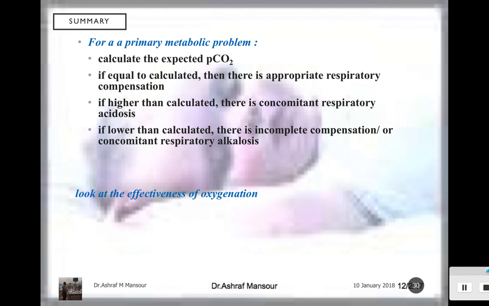For a primary metabolic problem, you have to calculate the expected PCO2, and if it is equal to the calculated, then there is absolute respiratory compensation. If it is higher than the calculated, then there is respiratory acidosis also. If lower than calculated, then it is incomplete compensation, or there is a component of respiratory alkalosis. And then look at the effectiveness of oxygenation, and we have 2 rules and 4 equations which are very important. You have to keep them in your mind.